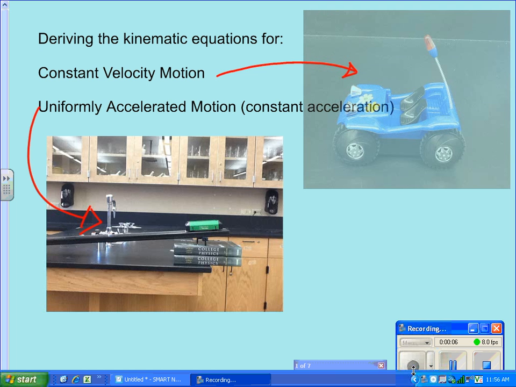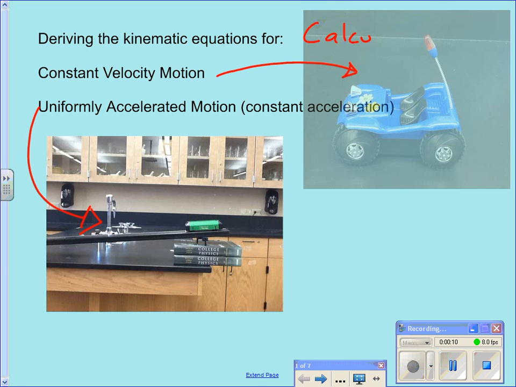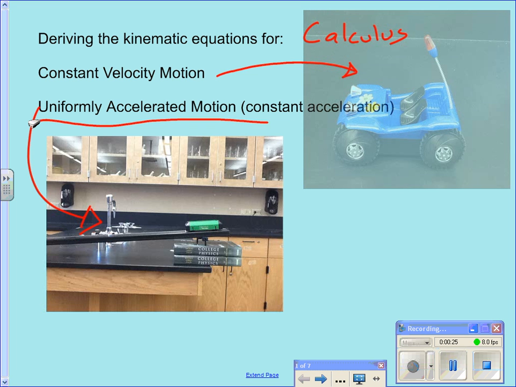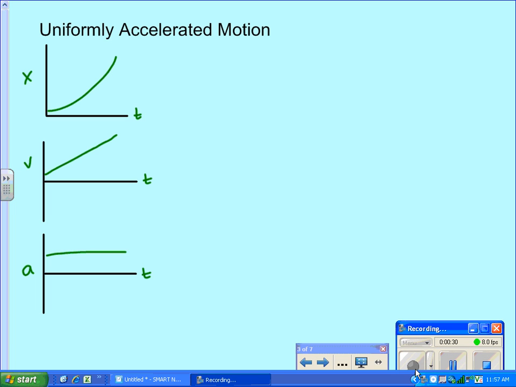Today we're going to derive the kinematic equations using some basic calculus. The motion we're going to consider is really only one, and we'll do it completely. We can get constant velocity motion if we understand uniformly accelerated motion. So let's take a look at that one.